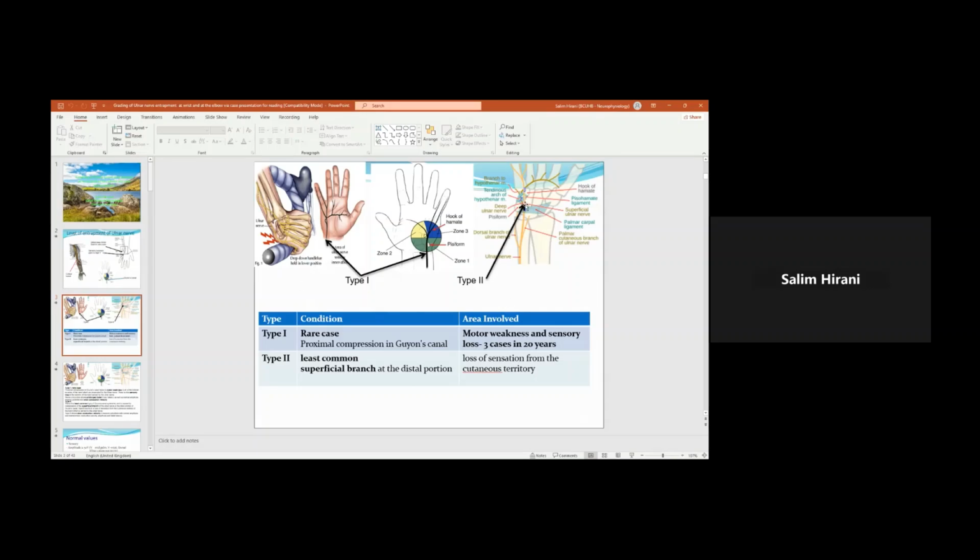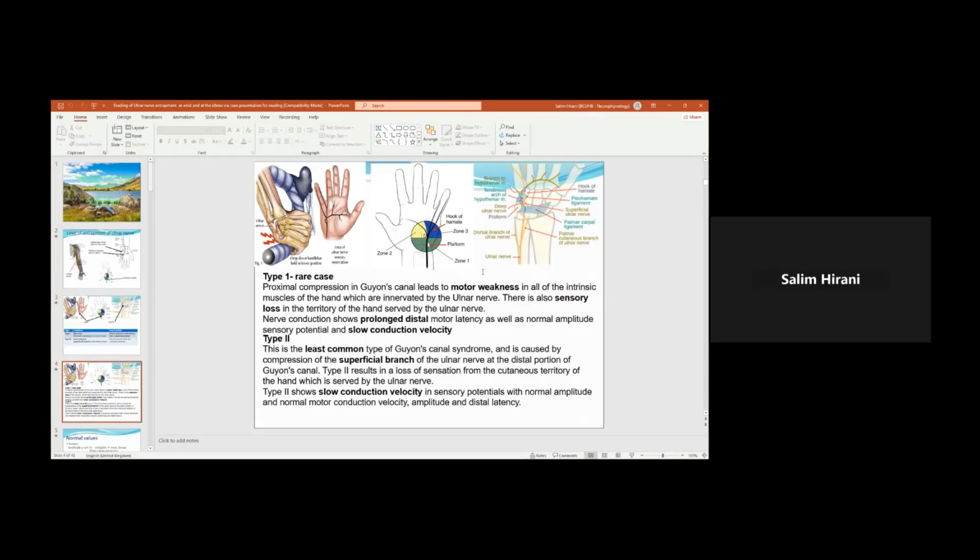Another one is called type 2, which is the least common, but still a problem. It is called the superficial branch of the distal portion, where the cutaneous nerve territory is involved due to muscle or bony structure. The proximal compression of Guyon's canal leads to motor weakness in the intrinsic muscles of the hand innervated by the ulnar nerve. There is sensory loss in the territory of the hand served by the ulnar nerve.